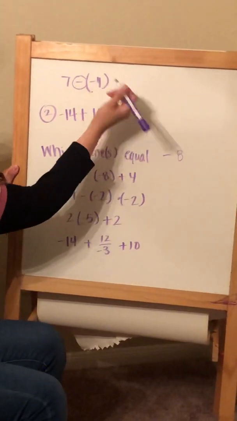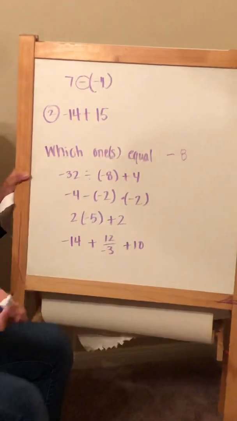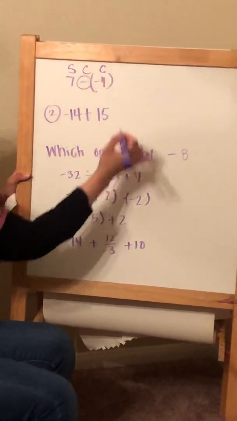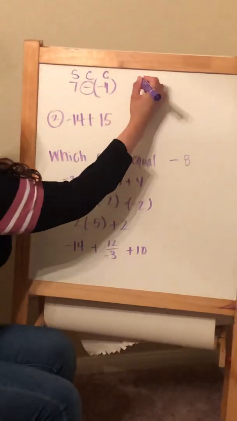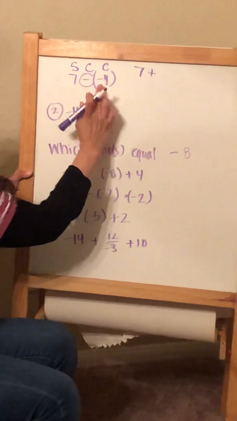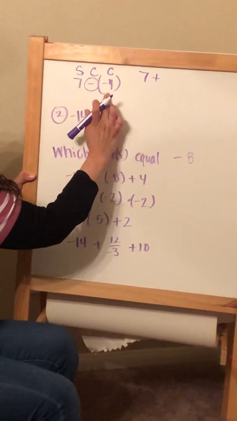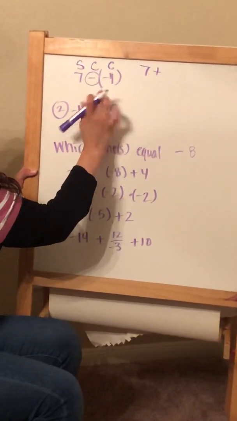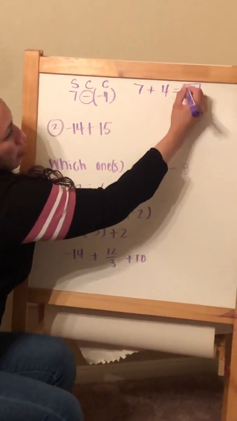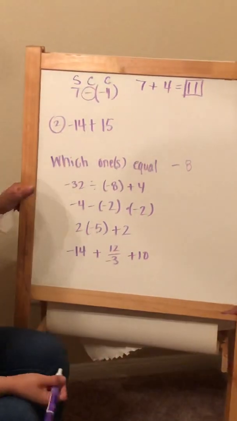you're going to use save, change to convert it into an addition problem. So you're going to save it, change it, and change it. You're going to save your 7. You're going to change this to an addition problem, and then you're going to change this to the opposite, which is not -4, but 4. And your answer is 11. That's the simple way of solving it.